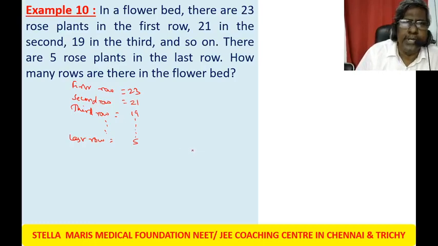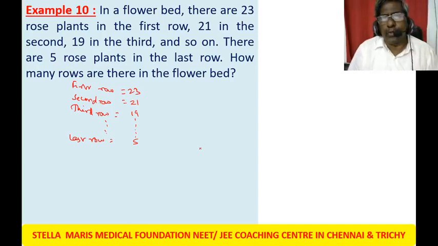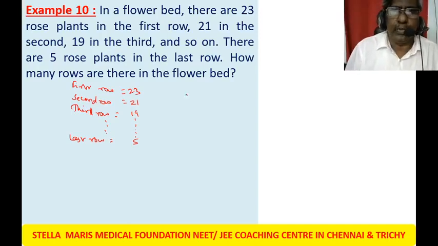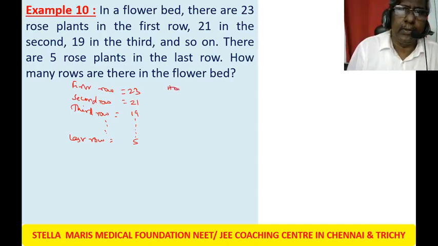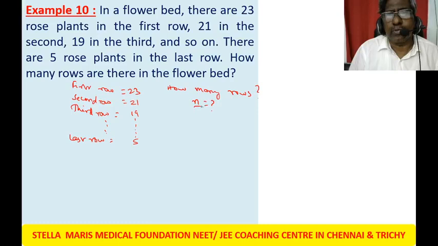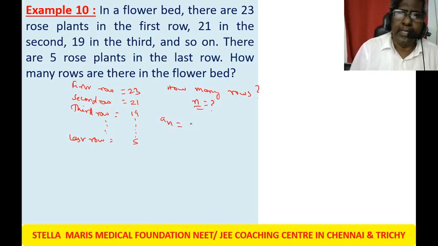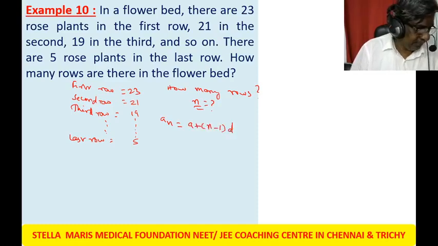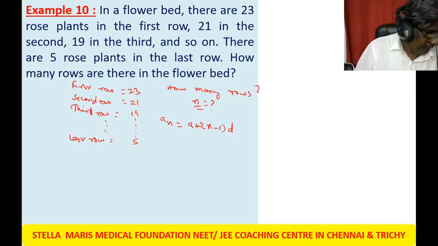They want to know how many rows there are. You know what they are asking: how many rows means they want to know small n. You have to find out n in the equation. The formula is an is equal to a plus n minus 1 into d. Clear?